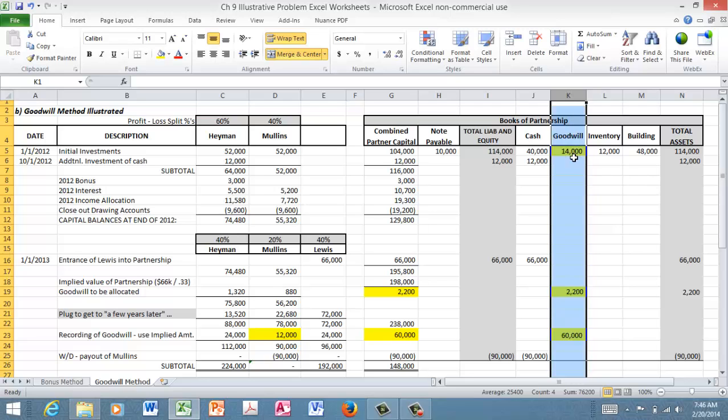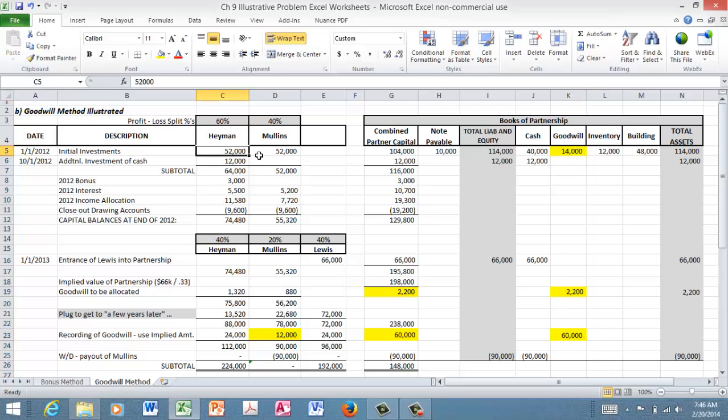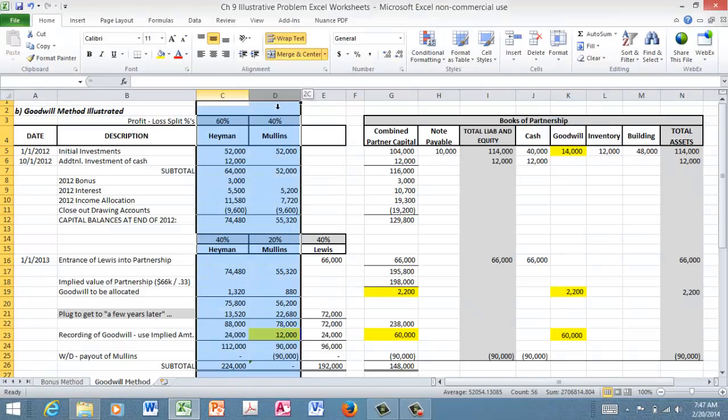Now what I'm going to do is make entries to the Goodwill account when there's an event that warrants that. And like the bonus method, when there was an event and I needed to adjust the partner capital accounts, I did make the entry to the partner capital accounts. But under the Goodwill method, I'm also making an entry to a Goodwill asset on the books of the partnership, and then I'm using the partner accounts to complement that, or to be the credit side of that entry. So let's see what's going on.